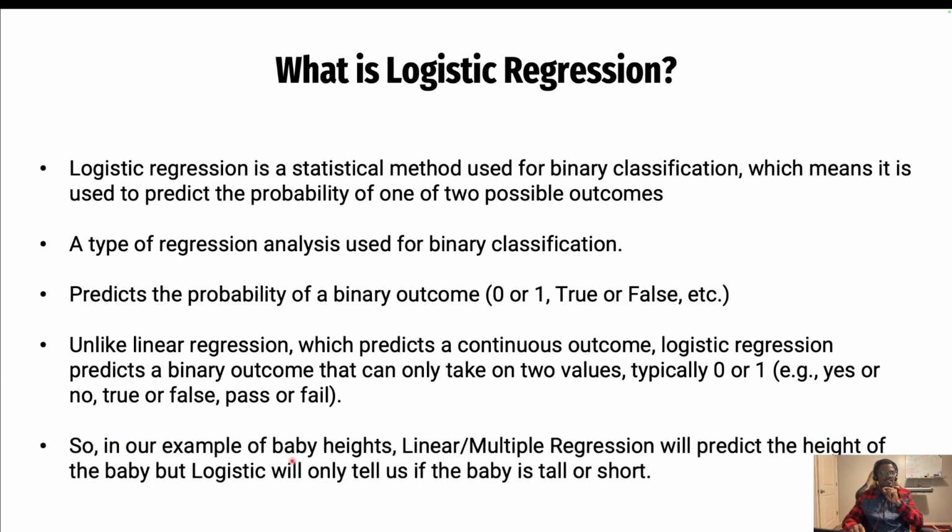So in our example of baby height, linear and multiple regression will predict the height of the baby, right? Linear regression or multiple regression will say, based on the age of the baby, the height of the baby will be like 3 feet, 4 feet, 6 feet, so the output is continuous. But for logistic regression, since the output can only be two, it can only say the baby is tall or the baby is short, right? So you see the difference. Logistic regression can only give you two outputs, right?